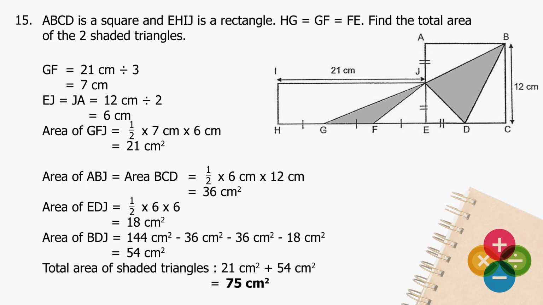The area of EDJ will be multiply 1/2 by 6 cm, and by 6 cm, and the product is 18 square centimeters. The area of BDJ will be subtract 36 square centimeters from 144 square centimeters, from 36 square centimeters, and from 18 square centimeters, and the difference is 54 square centimeters. The total area of shaded triangles will be add 21 square centimeters to 54 square centimeters, and the sum is 75 square centimeters. The total area of the two shaded triangles is 75 square centimeters.